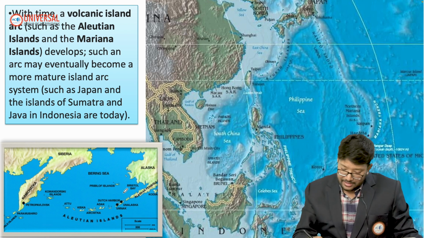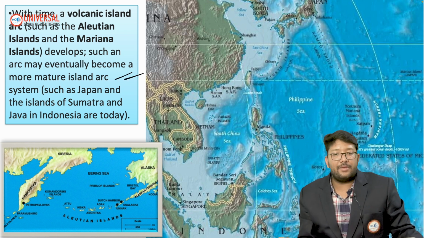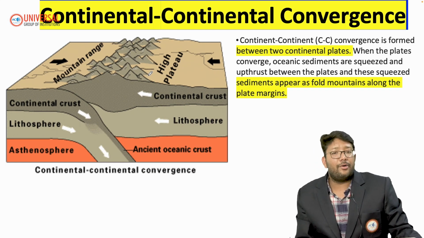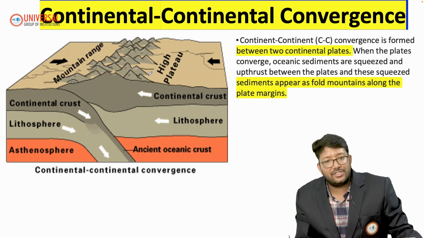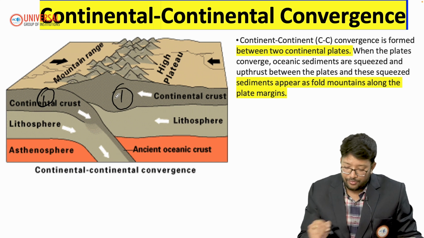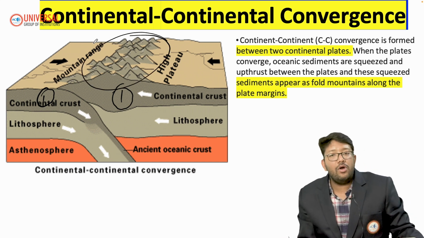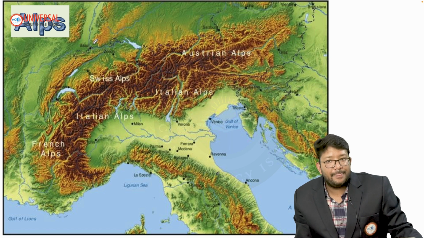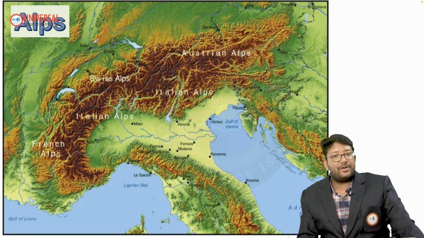Fine. Now this is the example: Aleutian Islands and Mariana Islands. These are the islands that are formed by such plate boundaries when two oceanic plates collide. And the third type is continental convergence, when two continental crusts are colliding with each other. What will happen? Fold mountains are created, examples being the Himalayas and the Alps. Okay, fine. So these are the two boundaries.